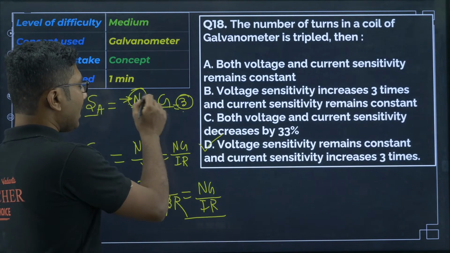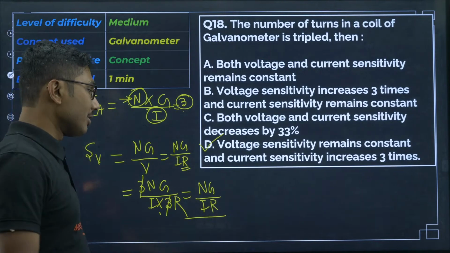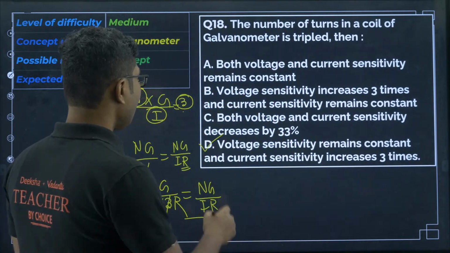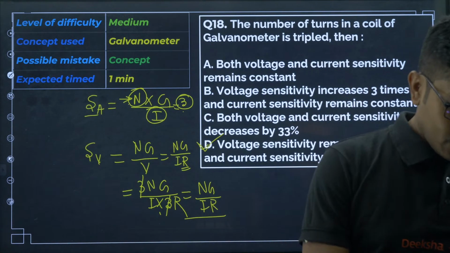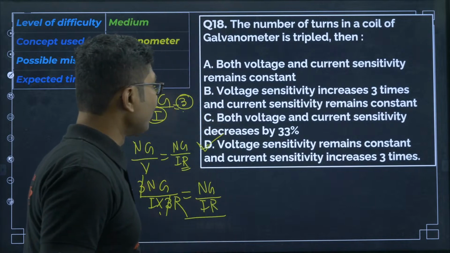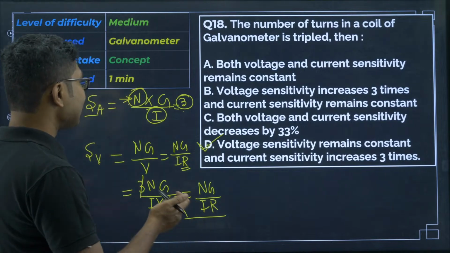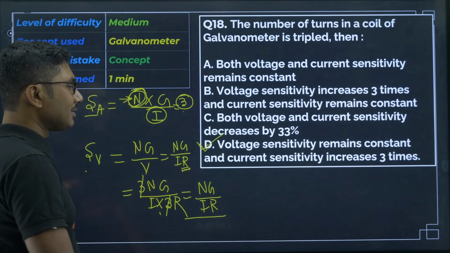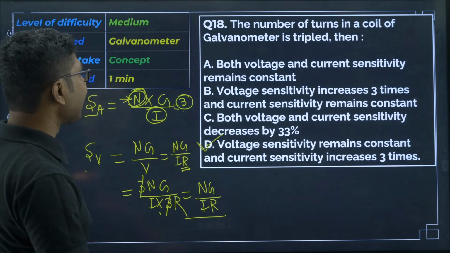Okay, because current sensitivity is only dependent on current, but voltage sensitivity also depends on resistance. So because resistance is also increasing, voltage sensitivity does not change, right? So option D is correct. Yes, Roshan, you are correct to answer this question. Cooper, you have answered it wrong. Voltage sensitivity will not remain constant. Current sensitivity will not remain constant. Current sensitivity is directly proportional to number of turns, but voltage sensitivity, because it depends on the resistance as well, increasing the number of turns will increase the resistance, that's why they will cancel each other.